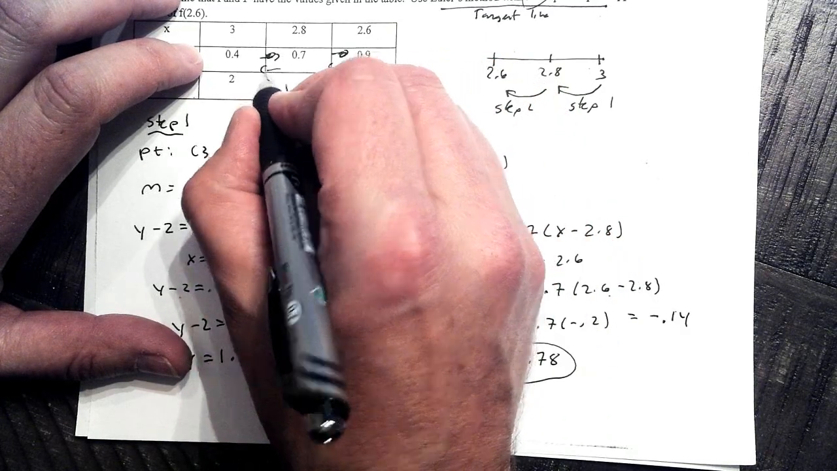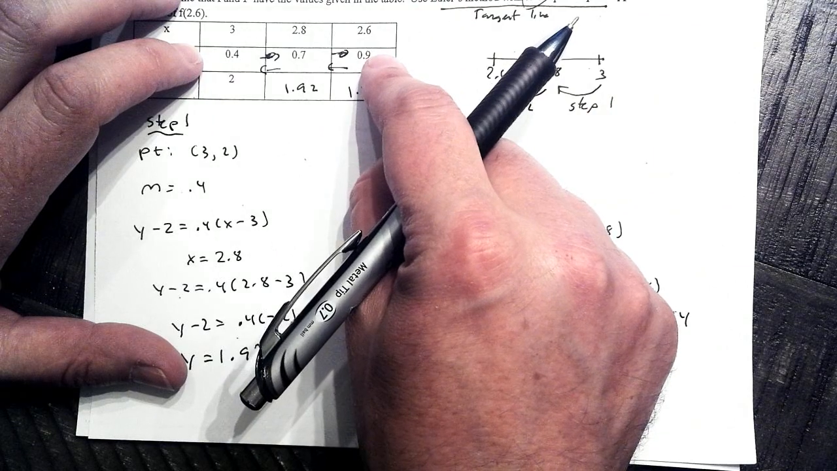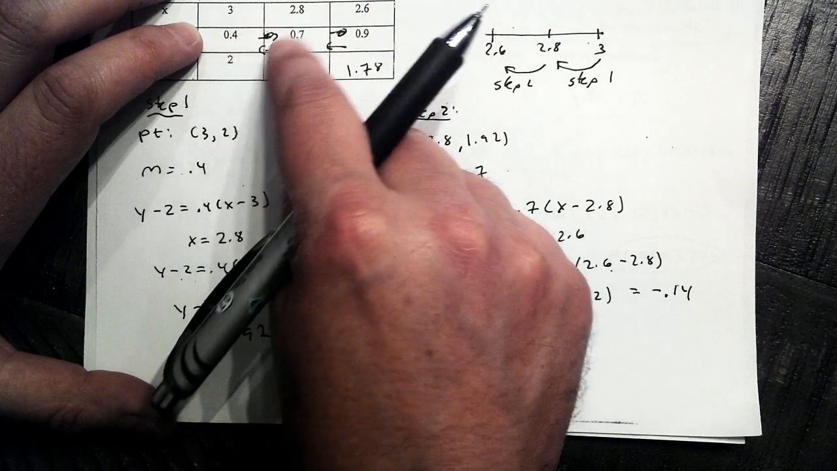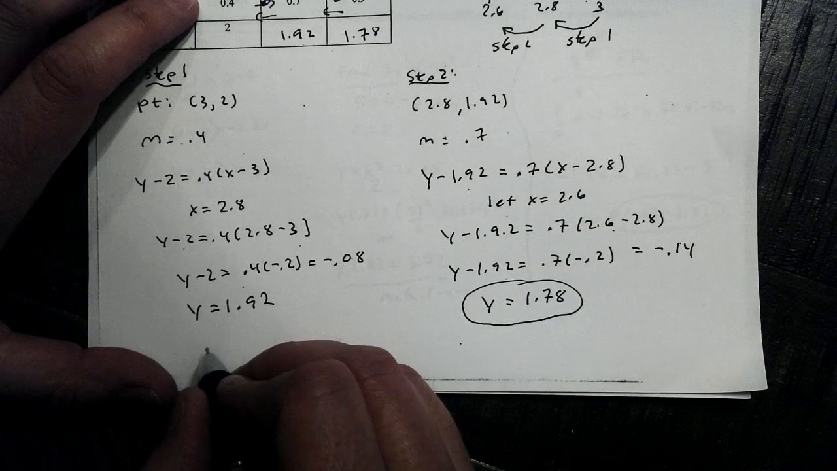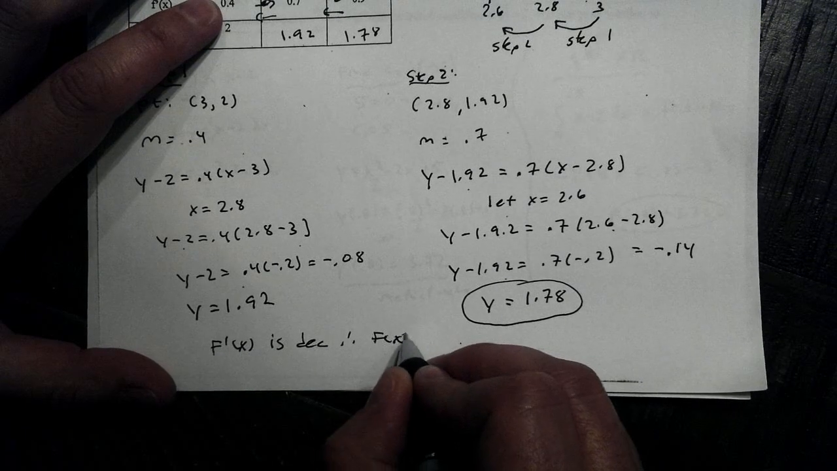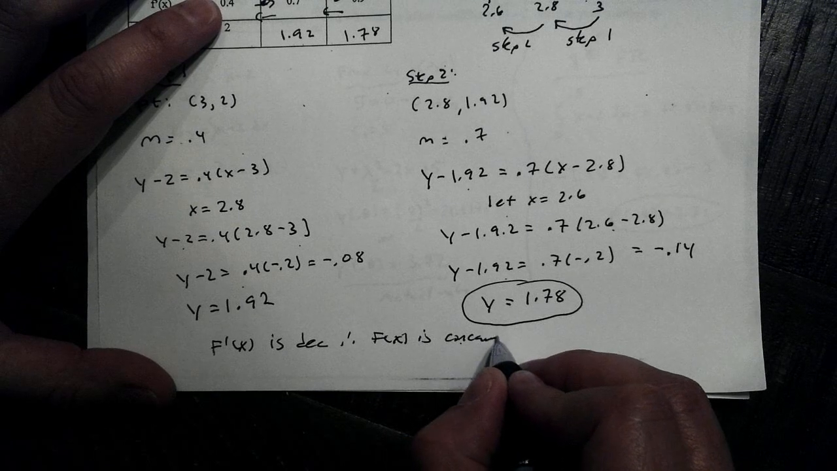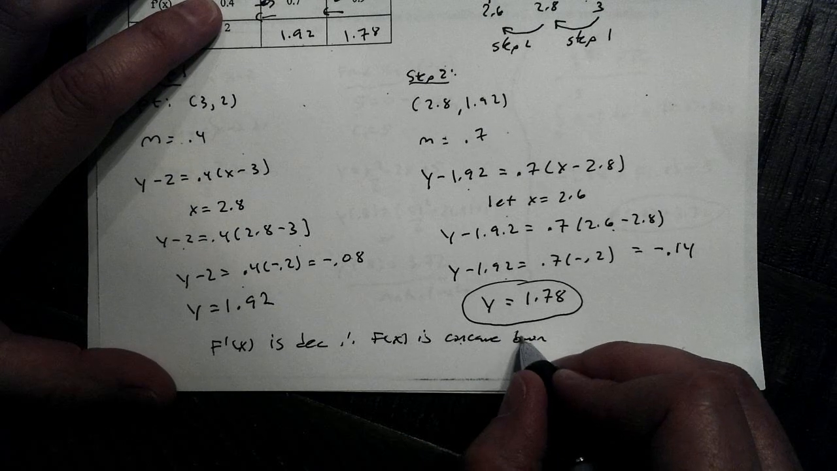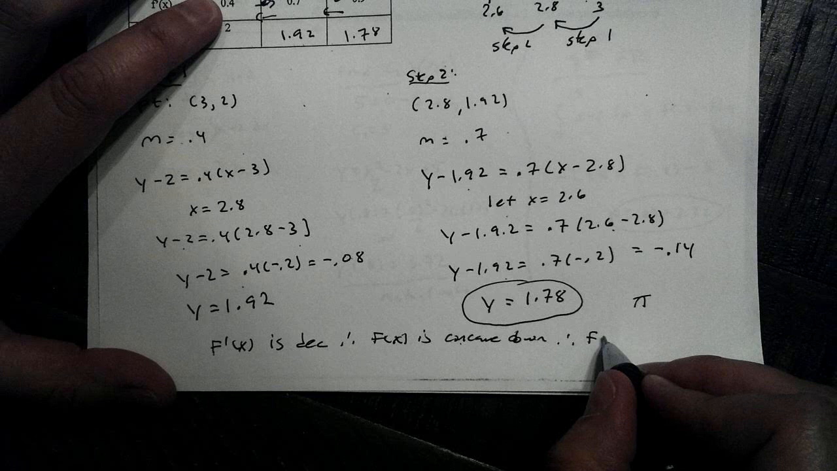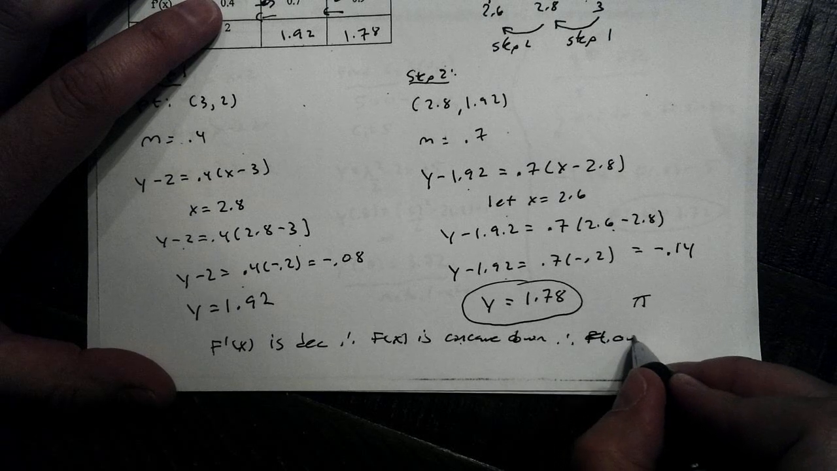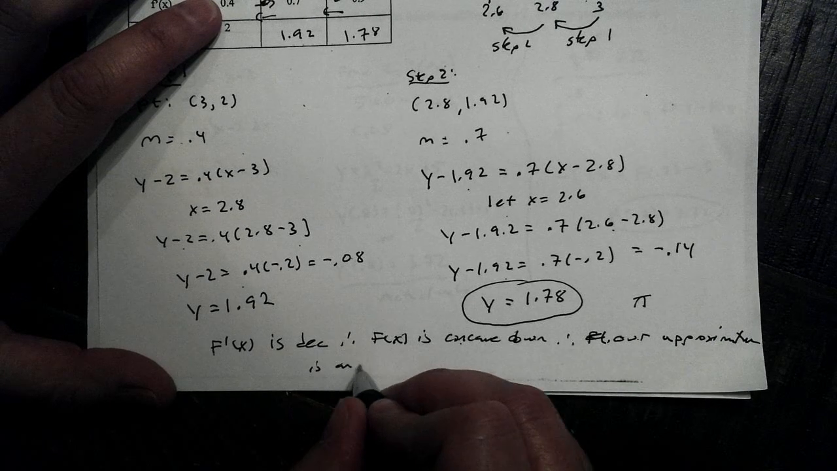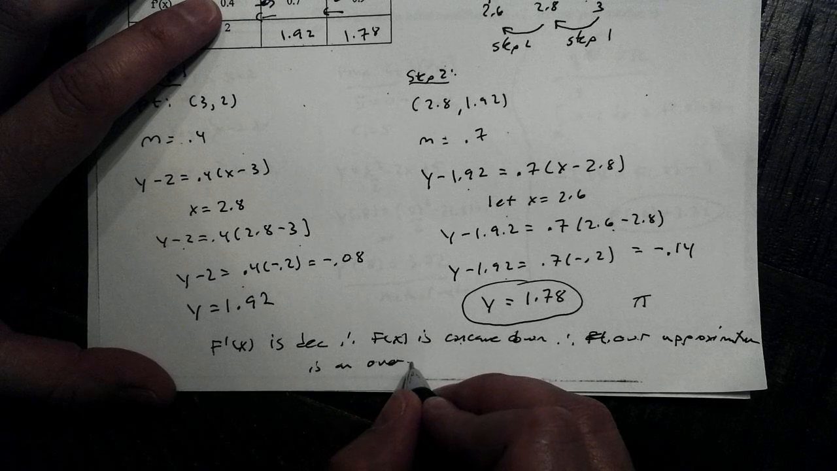So we are decreasing, excuse me. So the slope for 2.6 is 0.9 to 0.7 to 0.4. So the slope here is decreasing over time. So we can say f prime of x, the slope, is decreasing. Therefore, f of x is concave down. Well, what does that tell us about our approximation? Well, concave down looks like this. So therefore, you can say our approximation, the best way to put it, is an overestimate.